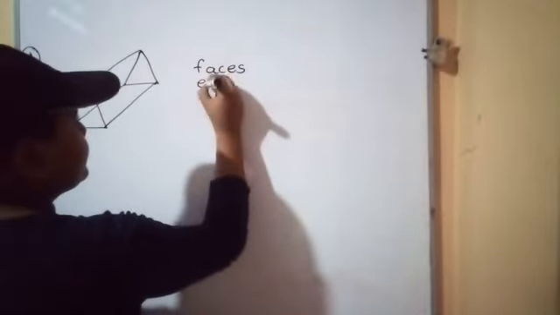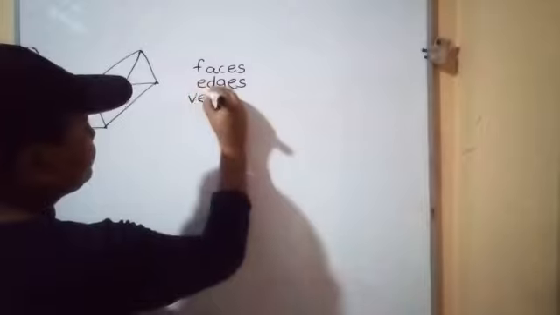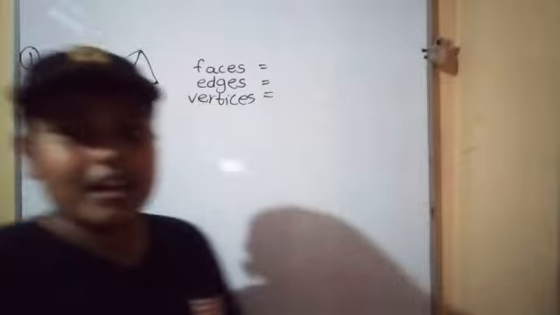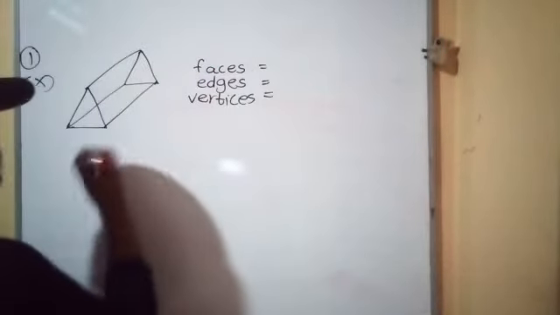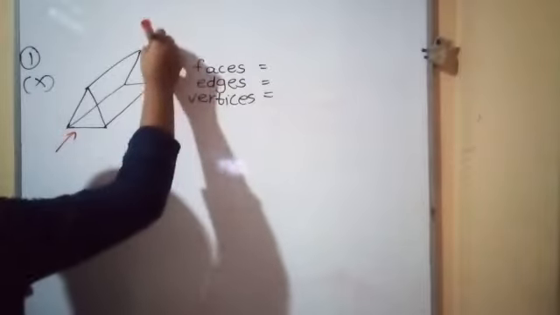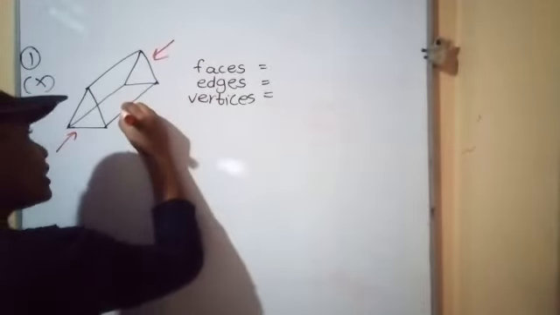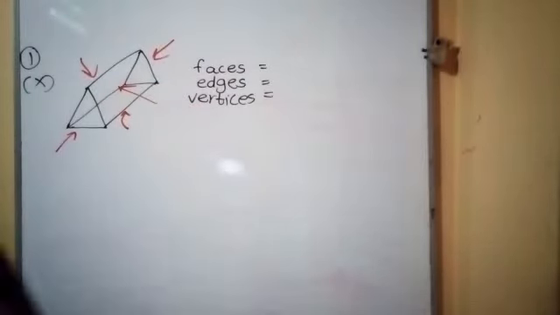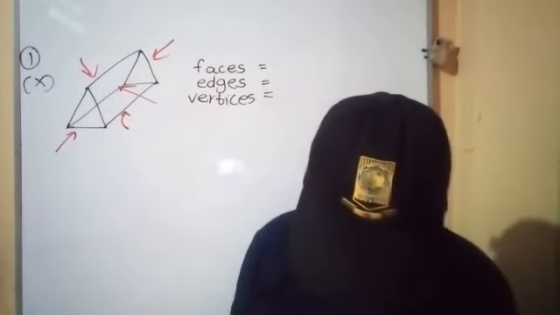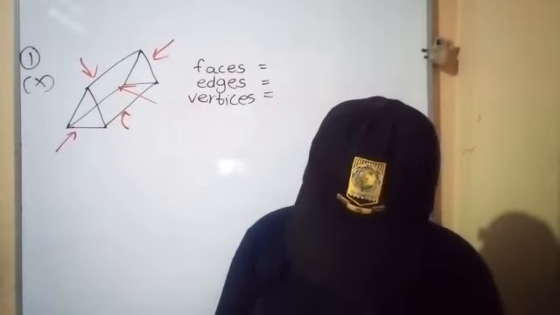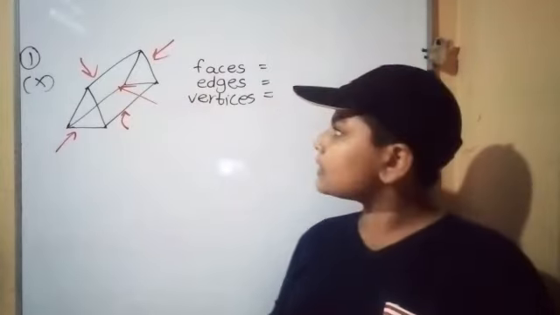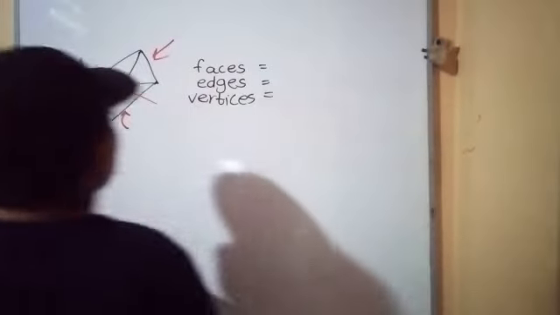So faces, edges, vertices. So how do we find that? How many faces are there? Now you know the triangles. There are two triangles. This is 1. This is 2. Now the bottom has 3. Now this one 4. The upper side 5. Like that. Yes, this is 5.